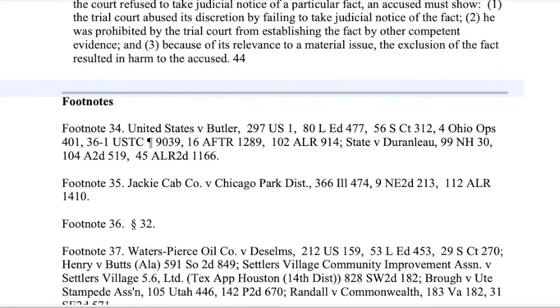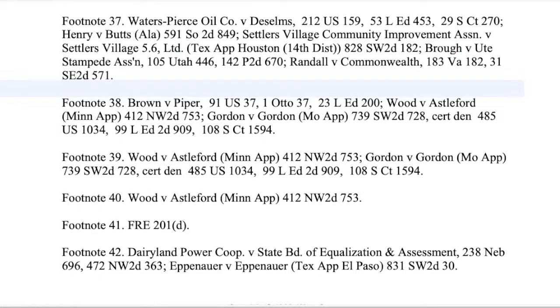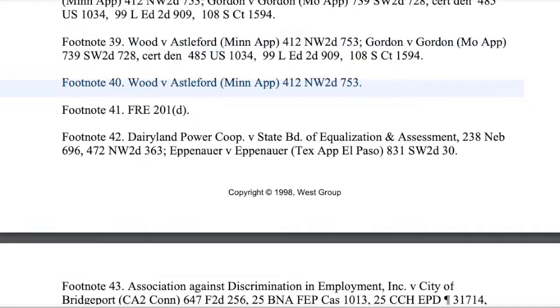Excellent chapter. Let's see if we have any other footnotes here that have captions with them. Otherwise, it's just the cases. All right.